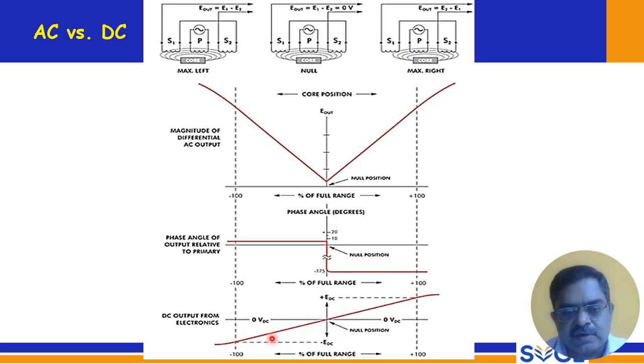This is the ideal curve, and these are the three characteristics. You can see this is the null position, this is the maximum left position, and this is the maximum right position. Under these three positions, the curves take place in this way. So these are the characteristic curves for AC and DC.